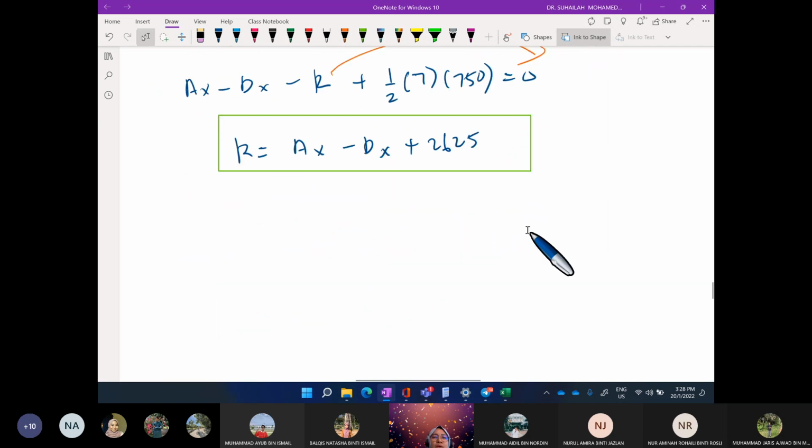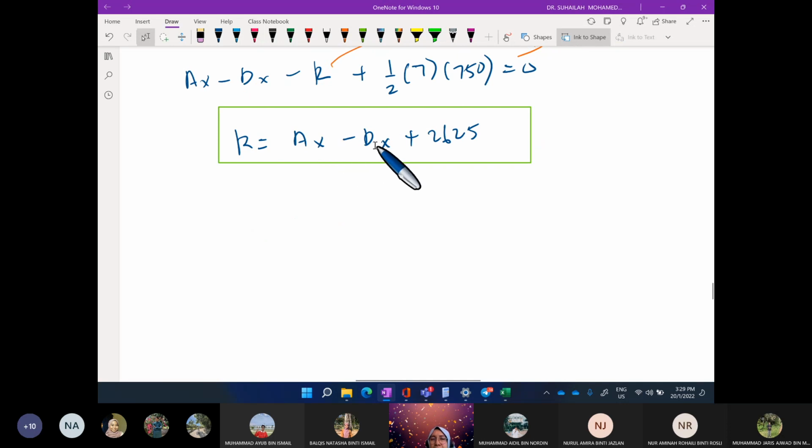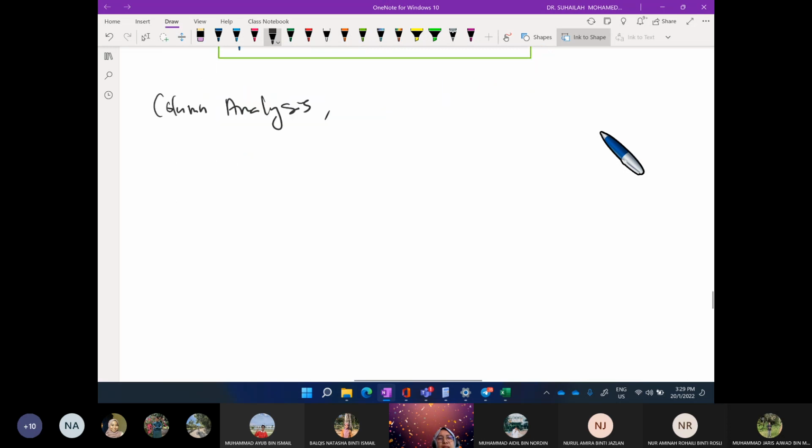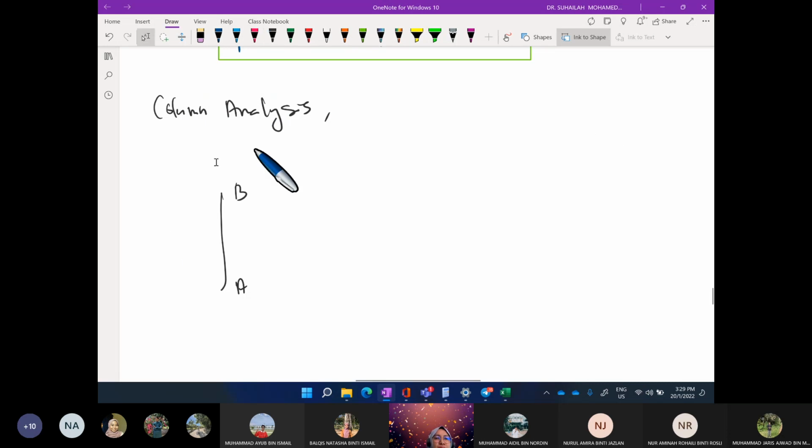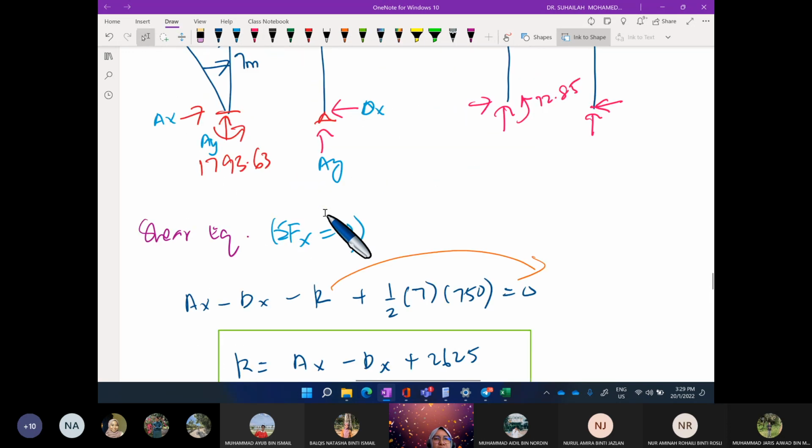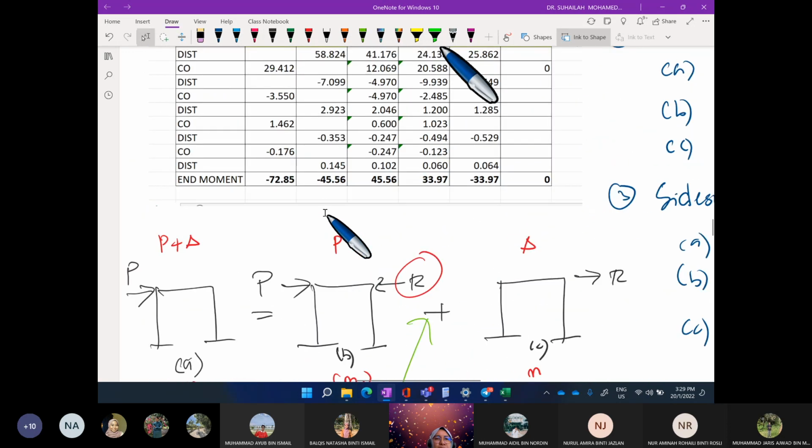Okay, so our job now is to calculate what is AX and what is DX. AX and DX we can calculate using what we call column analysis. So this is A, this is B, and this is 7 meter. This column is subjected to this loading 750. The internal moment that we get from the table is this.